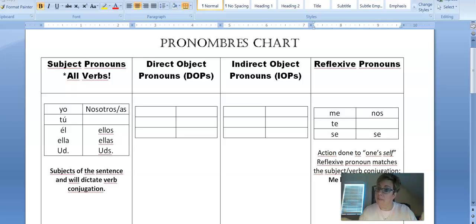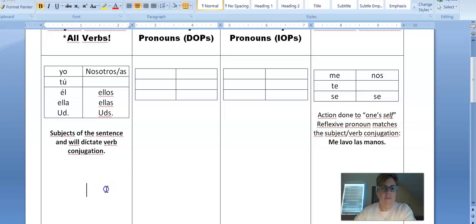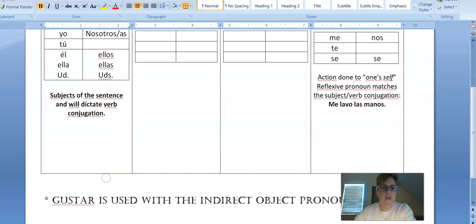We don't know why, even though it ends in o. But I don't need to say me lavo mis manos, right? I don't use mis. It's just las. Because if I'm doing it to myself, they must be my hands. That's the thought process in Spanish. Okay? All right, so those are your reflexives. I'm going to try to pull some of this up here so we stay on one page.